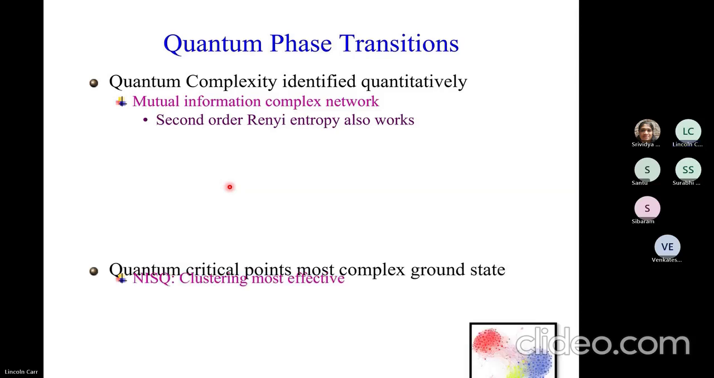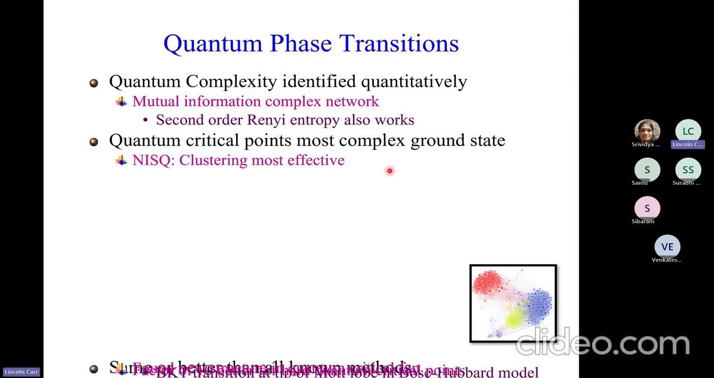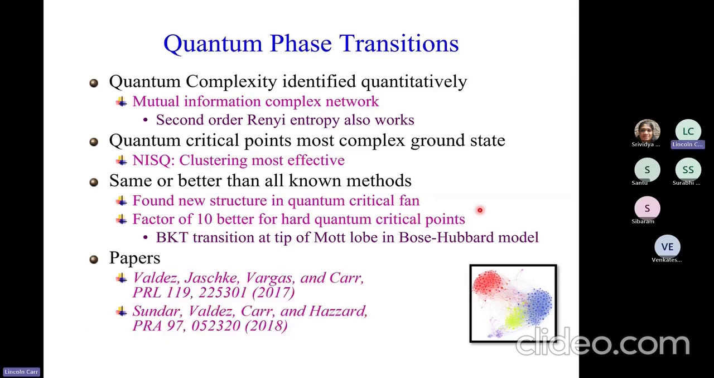That's why I prefer it. I've told you that quantum critical points present the most complex ground state. Maybe not a surprise. Critical things are complex and interesting. And for NISQ, it looks like clustering is the most effective measure. It's the same or better than all known methods for the problems that we tried. We found new structure in the quantum critical fan. It's about a factor of 10 better for our quantum critical points, as I mentioned. Here's a couple of papers on this, and I'm going to go ahead and move on.